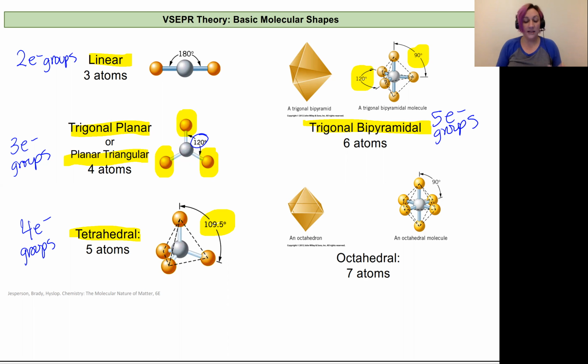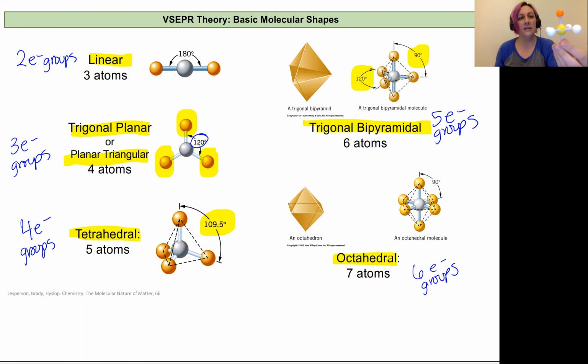All right, now if we have 6 electron groups, then we're going to get to what we call an octahedral structure. While the previous one, trigonal bipyramidal, was kind of like a three-sided pyramid diamond thing, this one's going to be a four-sided pyramid on the top and the bottom. So here's what it looks like.